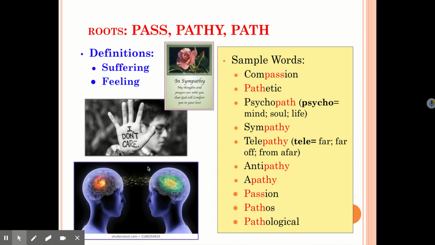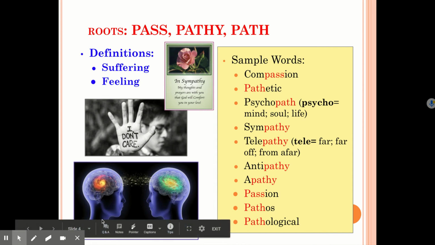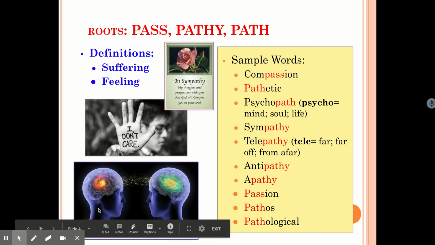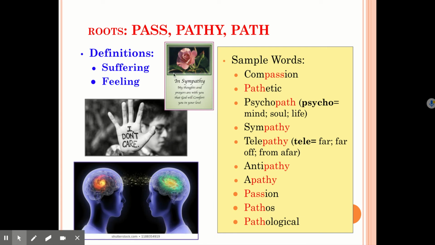So here we have a picture of that, where these two people have telepathic powers and they're able to pass their thoughts just through their mind. And up here in this picture, we have a sympathy card. Usually when someone you know loses another person, you would send a sympathy card.